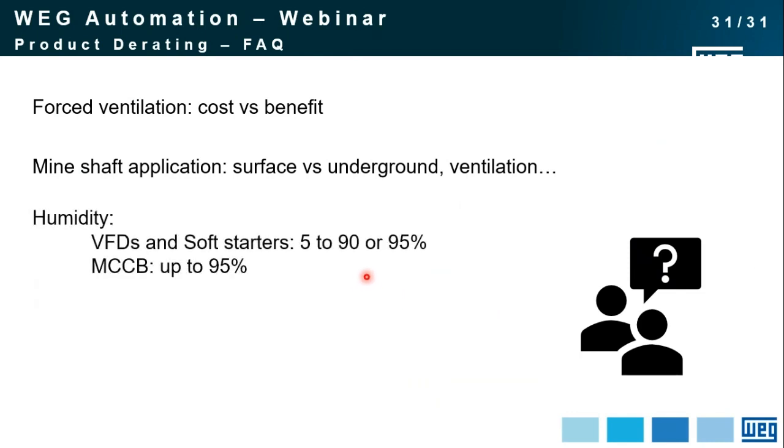Also, another factor, just like altitude and temperature, could be humidity. And I haven't said anything about it during the presentation. Most products can withstand a wide range of humidity levels without any problem, as long as they are non-condensing. Here we can see that our VFDs and soft starters can be used from 5 up to even 95% humidity, and nothing happens. MCCBs, the same, can go up to 95%.